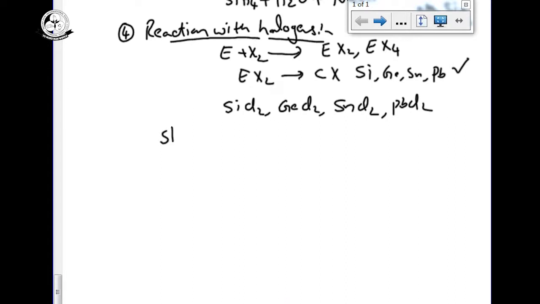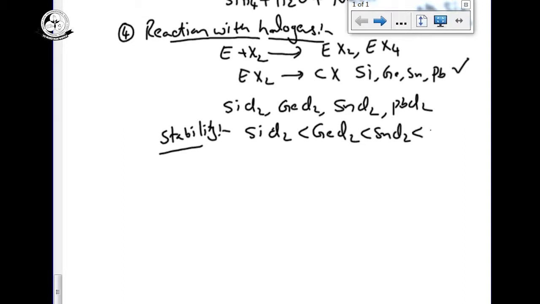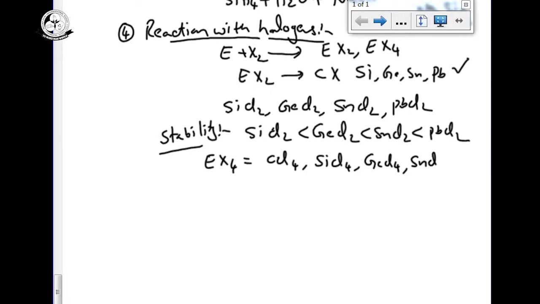Stability order: I told you, the +2 capacity increases down the group, so the stability order is like this. But for +4, the EX4 type of halides, all the elements can form them: CCl4, SiCl4, germanium GeCl4, tin SnCl4 and lead PbCl4. Already you know that the +4 stability decreases from top to bottom.